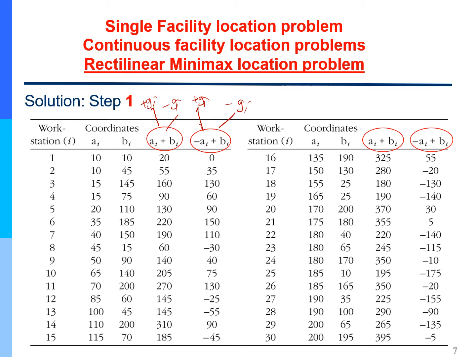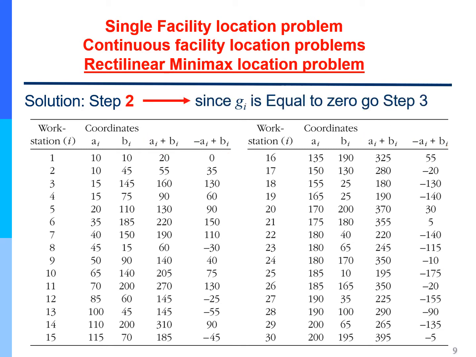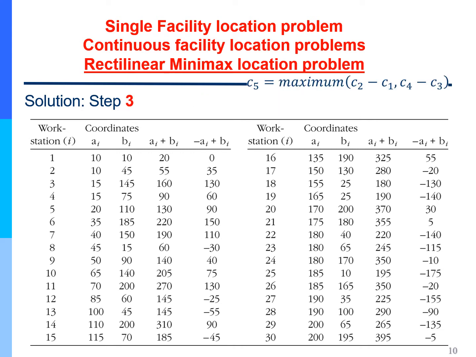Here we calculated AI plus BI for 30 facilities, and this one for 30 facilities. Then actually we need to calculate it 30, 30, 30, and 30 in total. So instead of 60 calculations, we will be making 120 calculations. Okay? So let's continue. After calculating these values, we move into step 3, in which we need to calculate C1 up to C5.